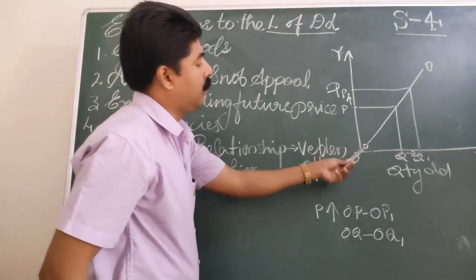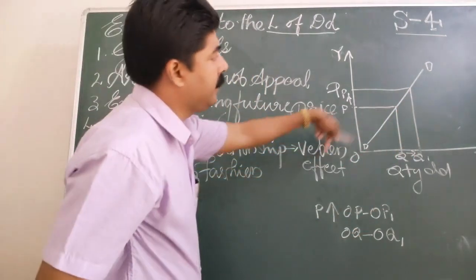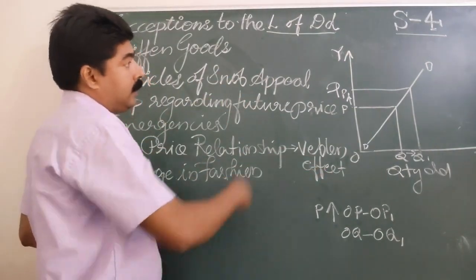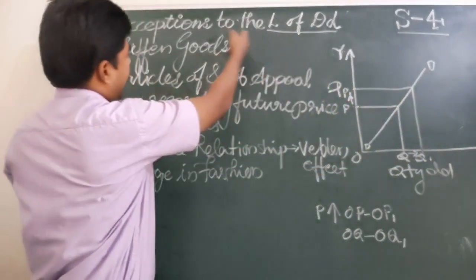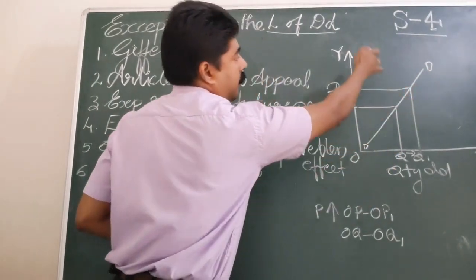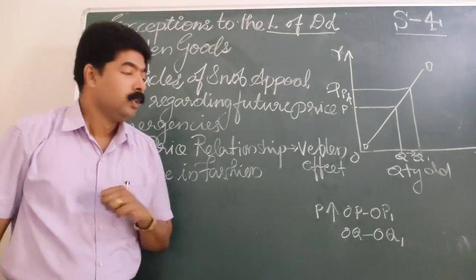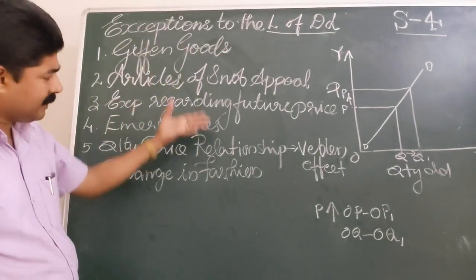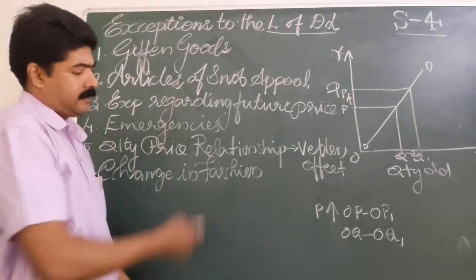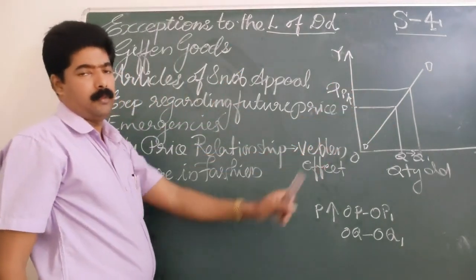So this is what an exception to the law of demand means. The demand curve shows a positive relation, sloping upward from left to right. The normal demand curve slopes downward from left to right, but for exceptions to the law of demand it slopes upward from left to right; it is positively sloped. We have discussed about 6 causes or exceptions to the law of demand. In all the cases, each can be asked separately, and in all these 6 cases you can utilize this diagram and explain it.